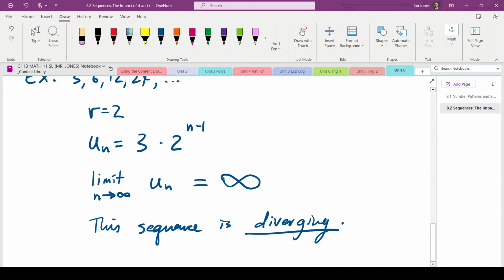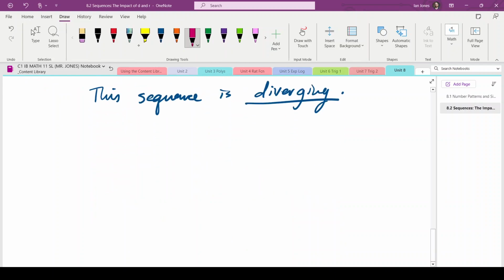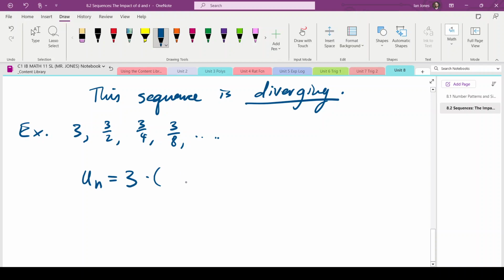Okay, now let's take a look at another one. Let's take a look at this geometric sequence here. I'm going to start with 3 again. And then I'm going to have 3 halves, and then I'm going to have 3 quarters, then I'm going to have 3/8, and it's going to go on. I want to find the general term. Okay, so my general term, again, is the first term times the common ratio to the exponent of n minus 1. What's the common ratio here? Well, it's a half. 3 times a half is 3 over 2.